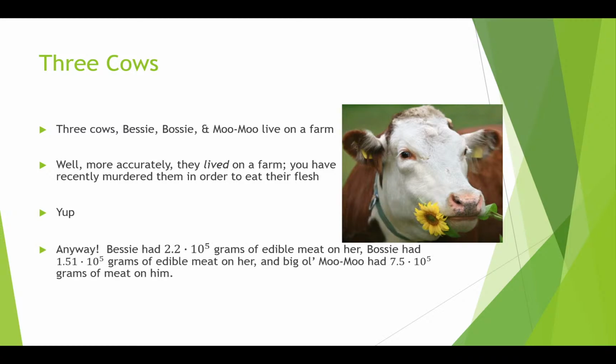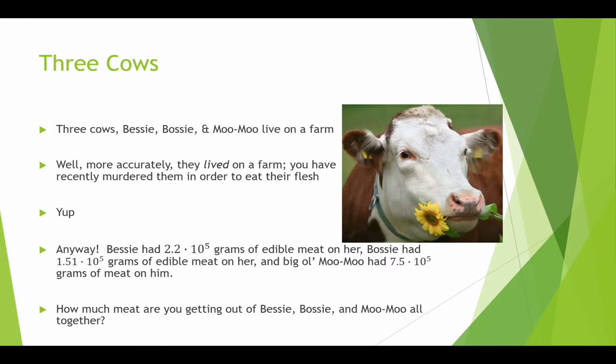Anyway, Bessie had 2.2 times 10 to the 5th grams of edible meat on her. Bossy had 1.51 times 10 to the 5th grams of edible meat on her. And big ol' Moo Moo had 7.5 times 10 to the 5th grams of meat on him. So when I say teach, I want you to say, okay, how much meat are you getting out of Bessie, Bossy, and Moo Moo all together? If we added up all the weights, how much are we getting from that? Give it a try, and here we go.